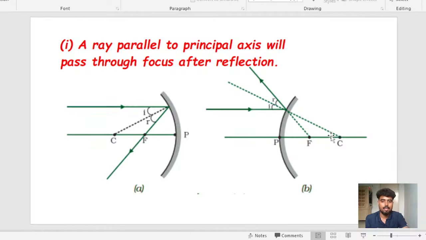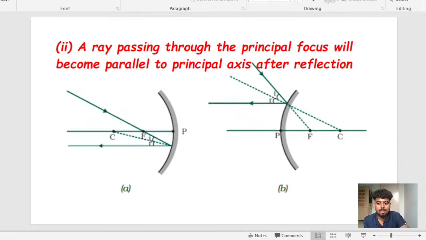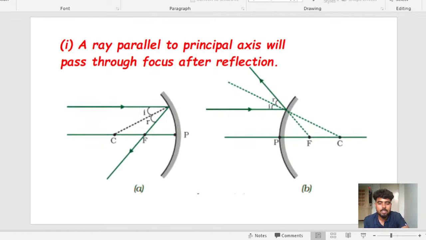Next, now listen here. In ray diagrams, there are 4 ray diagrams which you need to be thorough with. We'll start with the first one: a ray parallel to the principal axis will pass through the focus after reflection. Nothing we can understand from this, right? To be simple, let us consider this as a concave mirror, with the principal axis, pole, focus, and center of curvature.